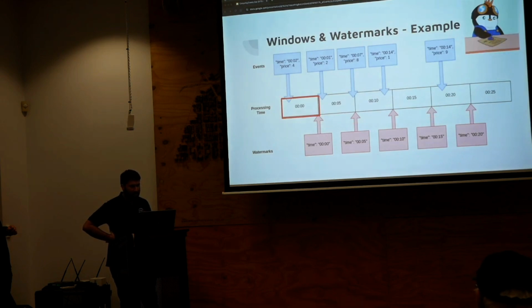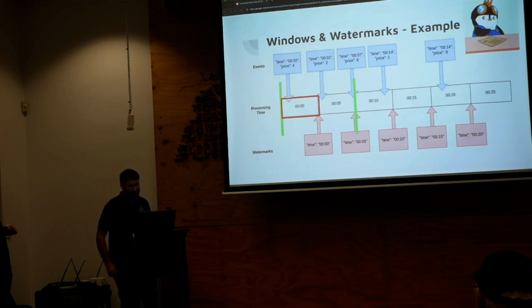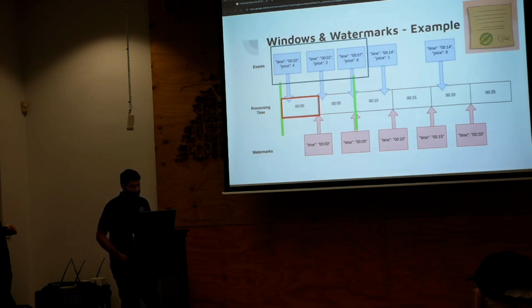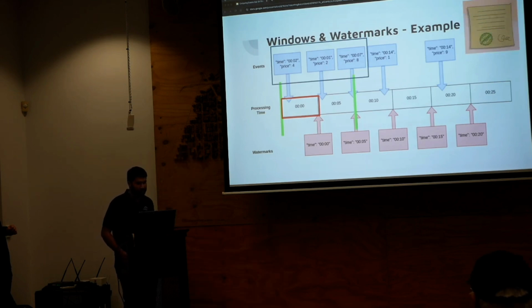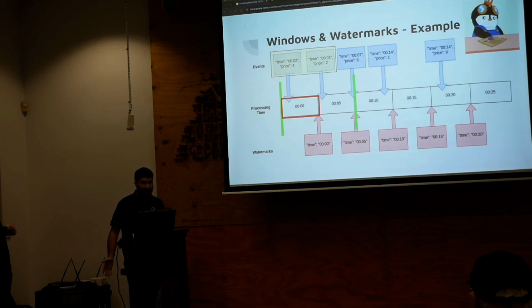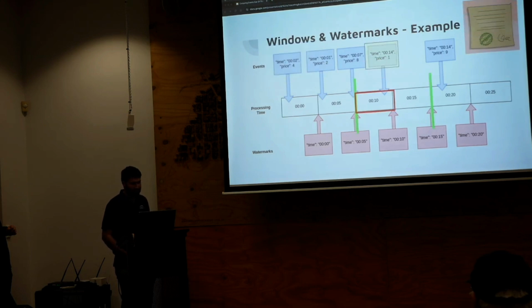Say I want the total of all orders between 0 minutes past and 5 minutes past. We'll look at all the events that were produced between the processing time of 0 past and the watermark at 5 past. So we select all the events up to the watermark. You see that those events have arrived past 5 past, but they're still going to the watermark, and we filter any events that don't fall within the time frame we're interested in, giving us a total of $6 worth of orders.